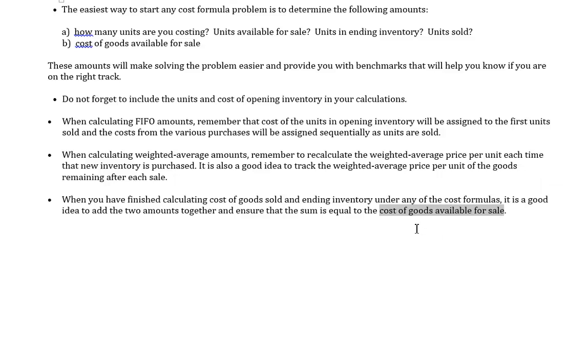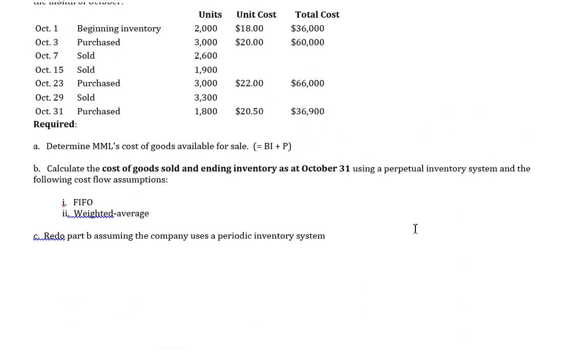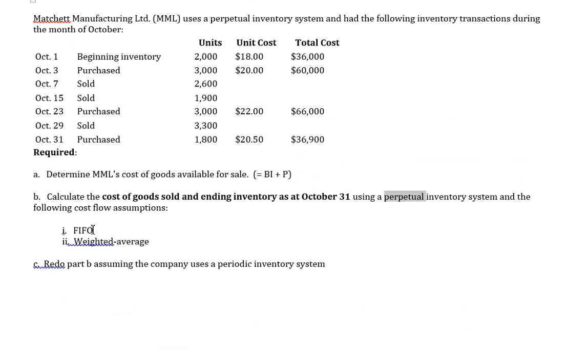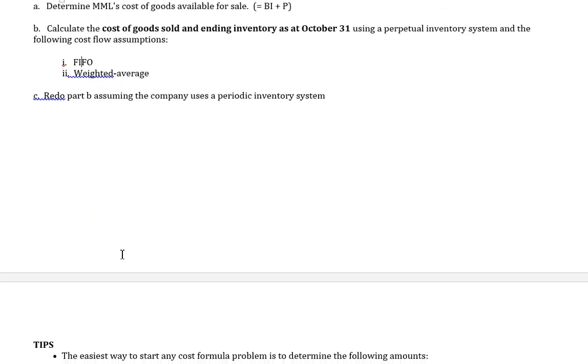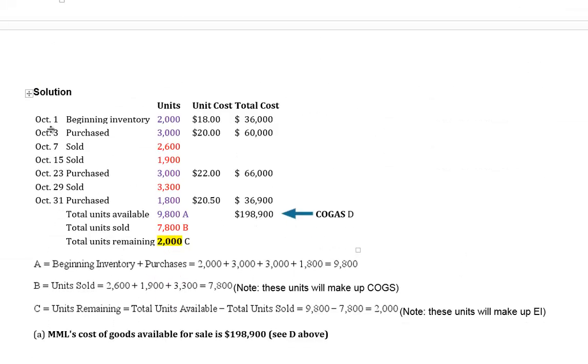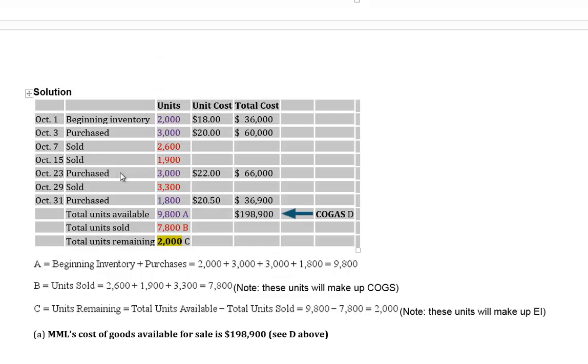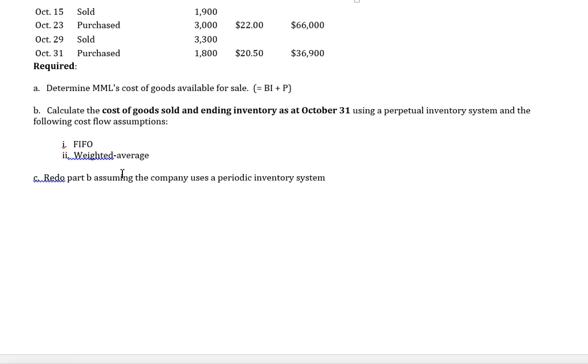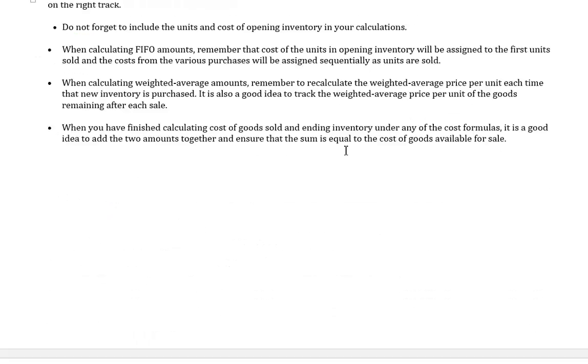So now let's begin, and what we're going to do is, again, assume perpetual FIFO. So let's go do that first. I'm just going to scroll down here. Now in the solution, actually, I shouldn't have started it that way. I'm going to do part A first, which is this, right? Determine match its cost of goods available for sale. And that doesn't matter whether it's FIFO, weighted average, periodic, perpetual, nothing. It doesn't matter. Let's figure out what we had available to sell.